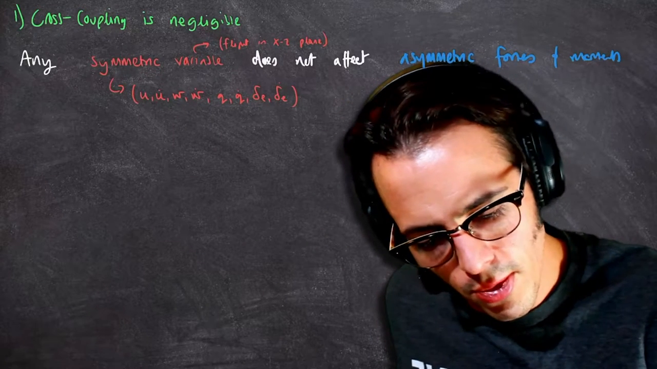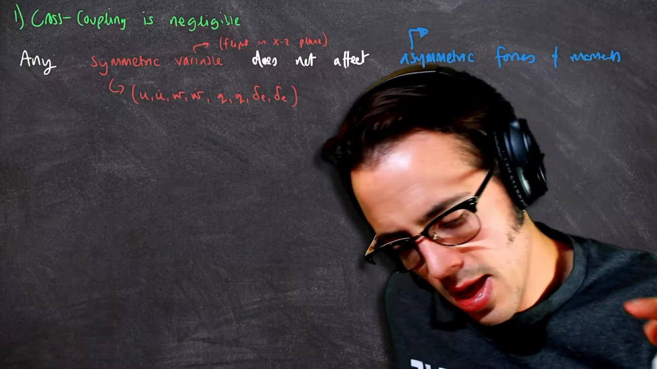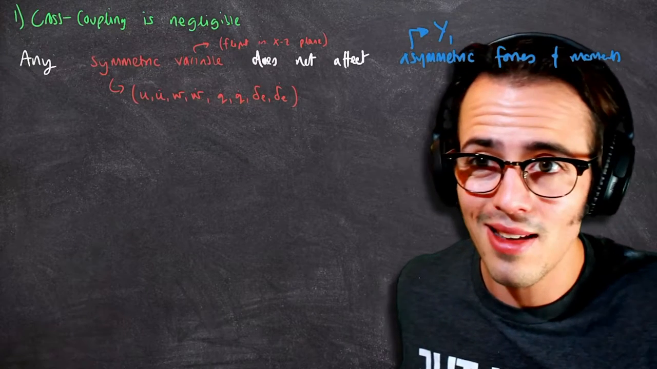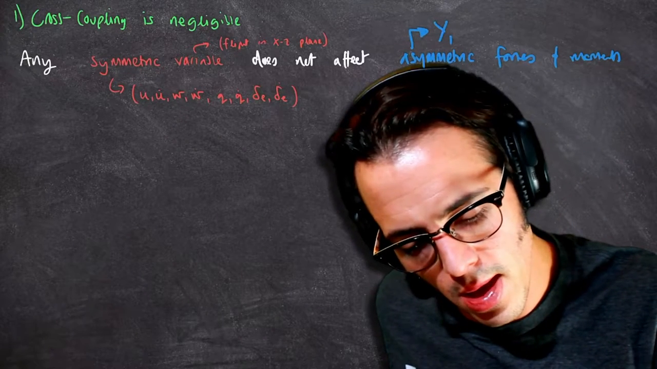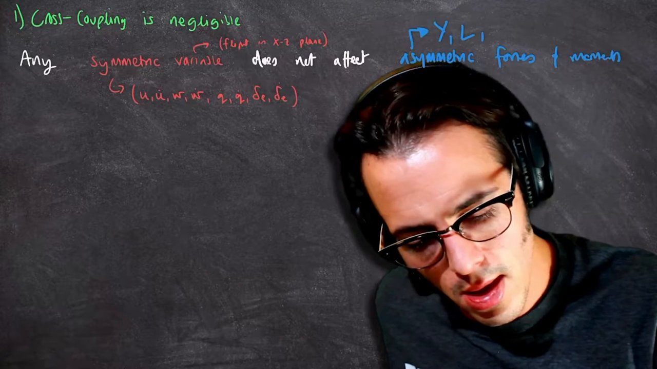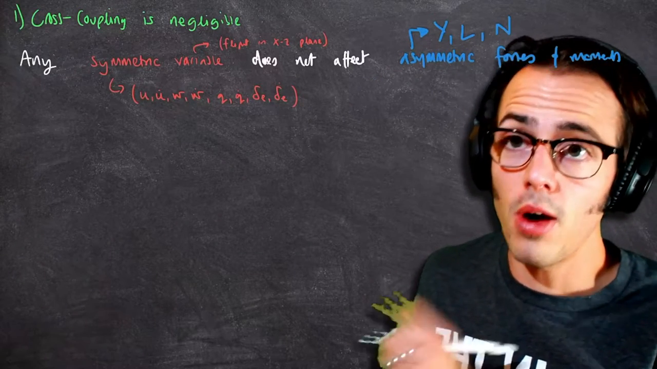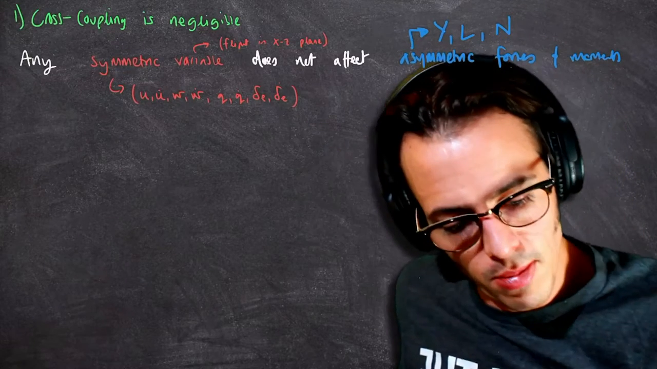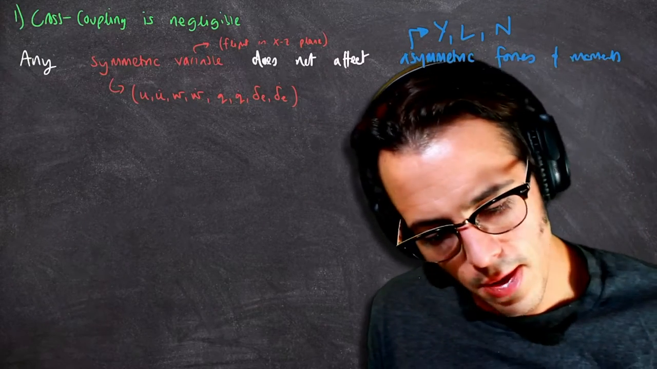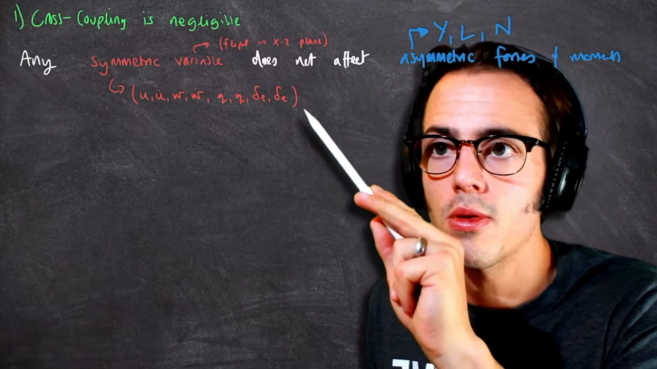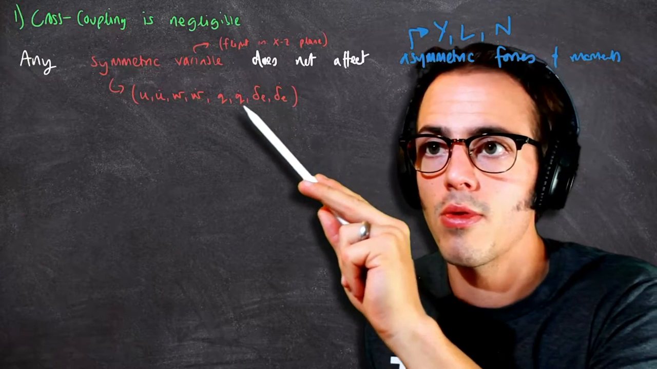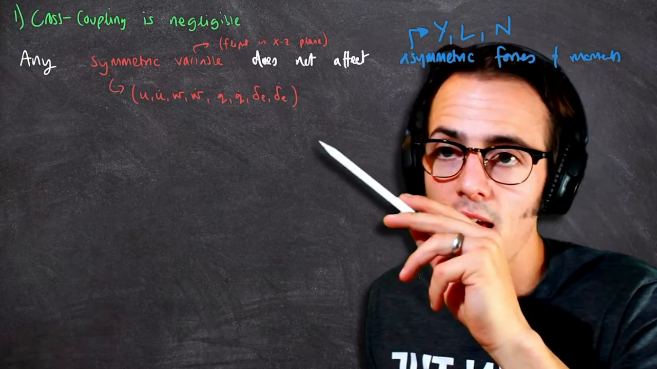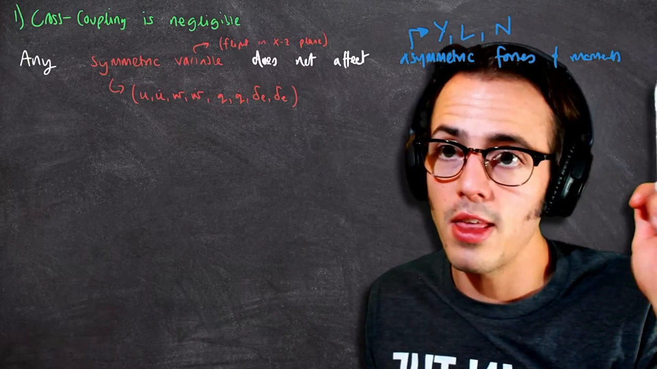So our asymmetric forces and moments are going to be the side force, so Y, the yawing and the rolling moment, so it's going to be L and N. So it follows that from this, the derivatives of these with respect to these are all going to be zero. So that gives us 1, 2, 3 times 1, 2, 3, 4, 5, 6, 7, 8. So we've got 3 times 8. So we've got 24 things we can get rid of.